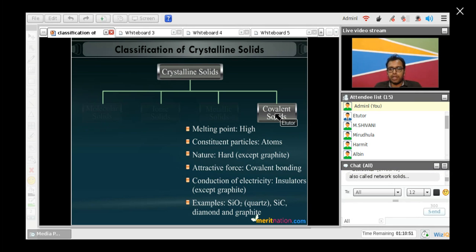So all the atoms present inside a covalent solid are covalently bonded, right? Now, the nature of the solid is hard. All covalent solids are hard in nature except graphite. Graphite is a covalent solid which is not hard in nature, right? And why is it not hard in nature? Can anyone tell me? There is a speciality in the structure of graphite due to which it is not hard.